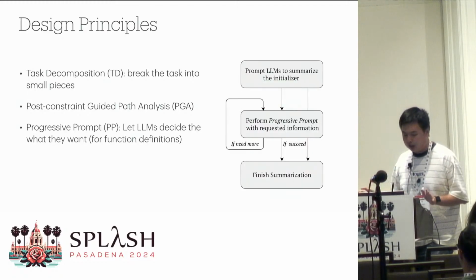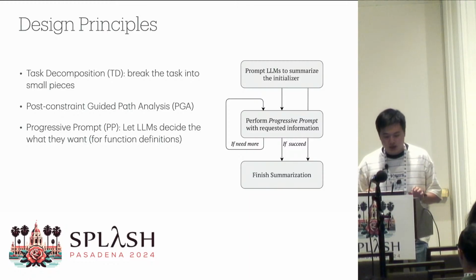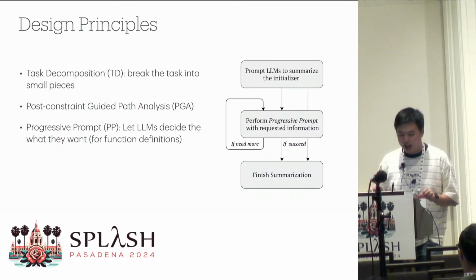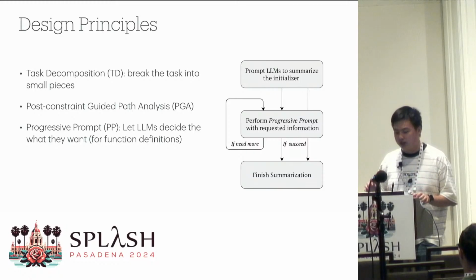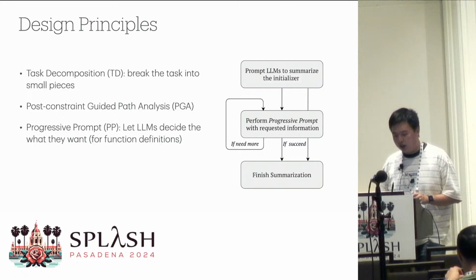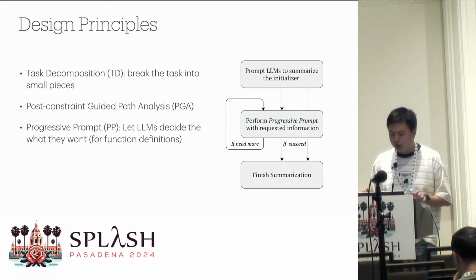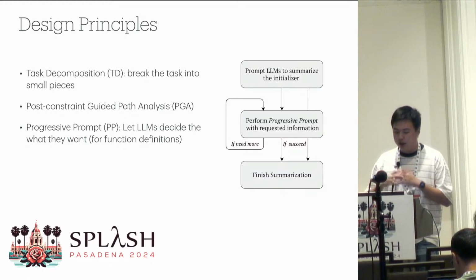And the third design principle is what we call progressive prompt. Basically, in one word, progressive prompt lets the LLM itself decide what it wants for function definitions. You can see the whole process is iterative. The LLM can continuously ask for different function definitions until it feels it has enough information to give a conclusion for the function summary.